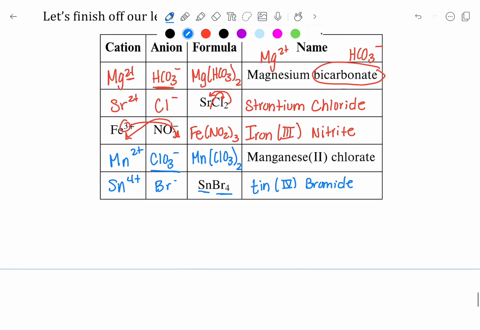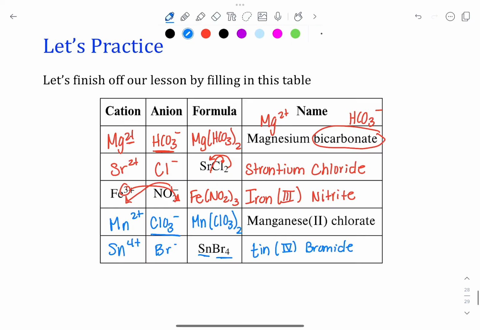Okay, so that ends our lesson on naming compounds. So up until now, we've talked about ionic compounds, how we name those, covalent compounds and how we name those, and our polyatomic ions and how we name those.